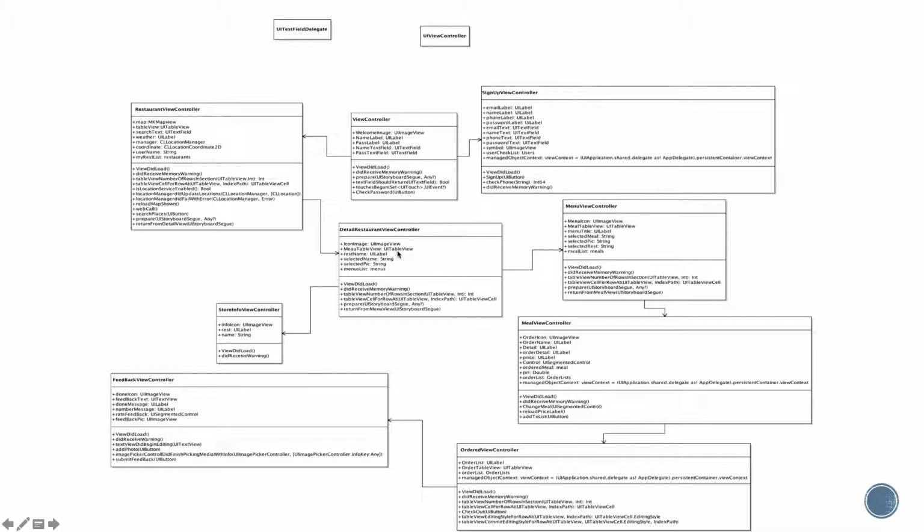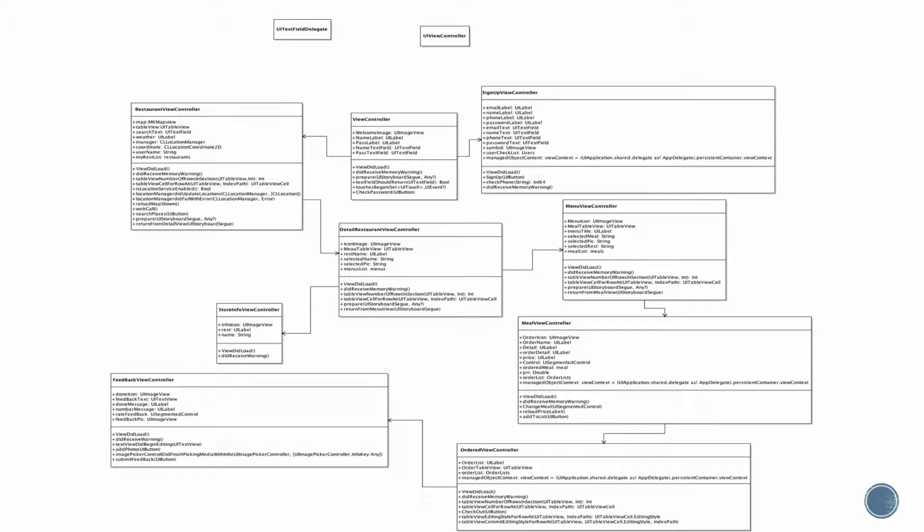In the detailed restaurant view controller, it will fetch the menus into the table view, and then once you select any food you want, it will take you to the menus view controller. And in the menus view controller, it will fetch the meals into the table views, right?